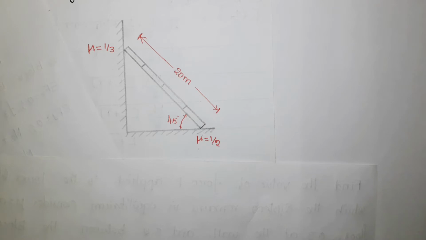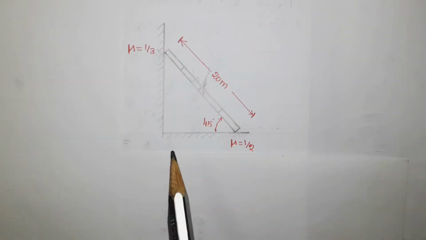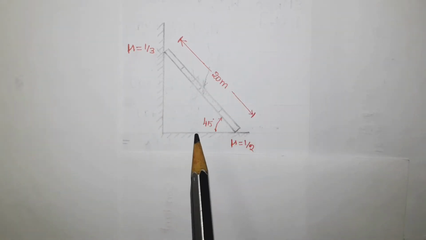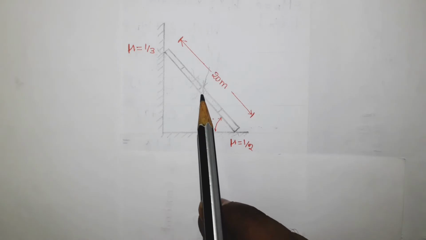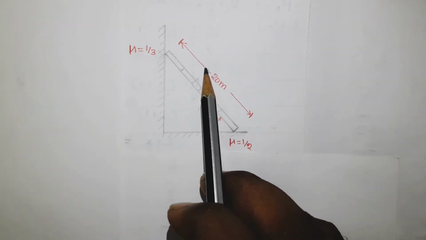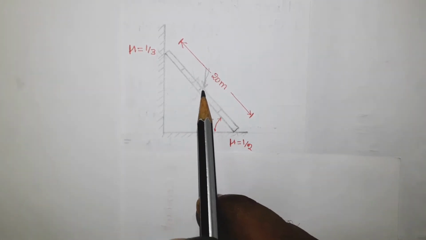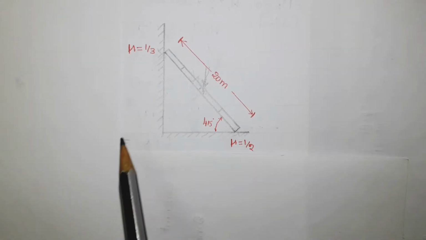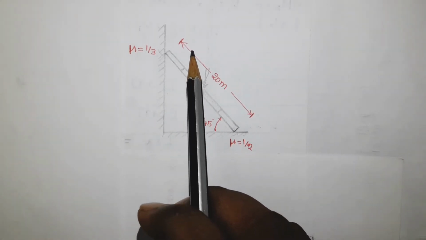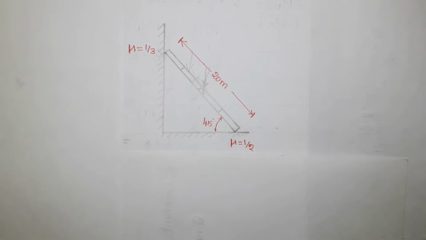Once you understand the given problem, now the next step is you have to draw the free body diagram. Before going to draw the free body diagram, let us see how many forces are acting in this object. The first one is the weight of this ladder. It is acting at the center of gravity of this ladder. The next one is the weight of the man. So assume that this is the position of the man.